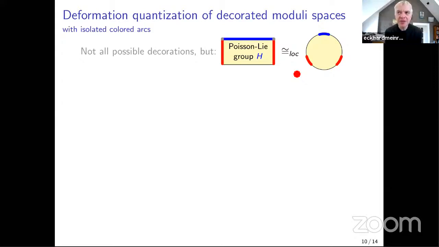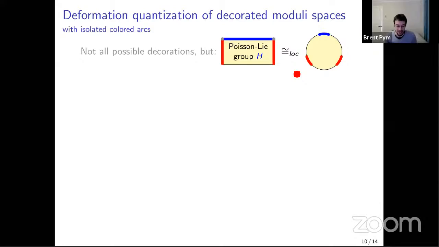Brent has a question. Hi, Pavol. Thanks for your talk. I guess there are two questions, but they're closely related, so maybe I can ask them at the same time. The first thing I wanted to understand: this procedure that you have for quantizing depends on an associator. So at the end of the day, what you get is always perturbative. It's a formal power series in h bar. Oh, yes, yes, yes. Okay.